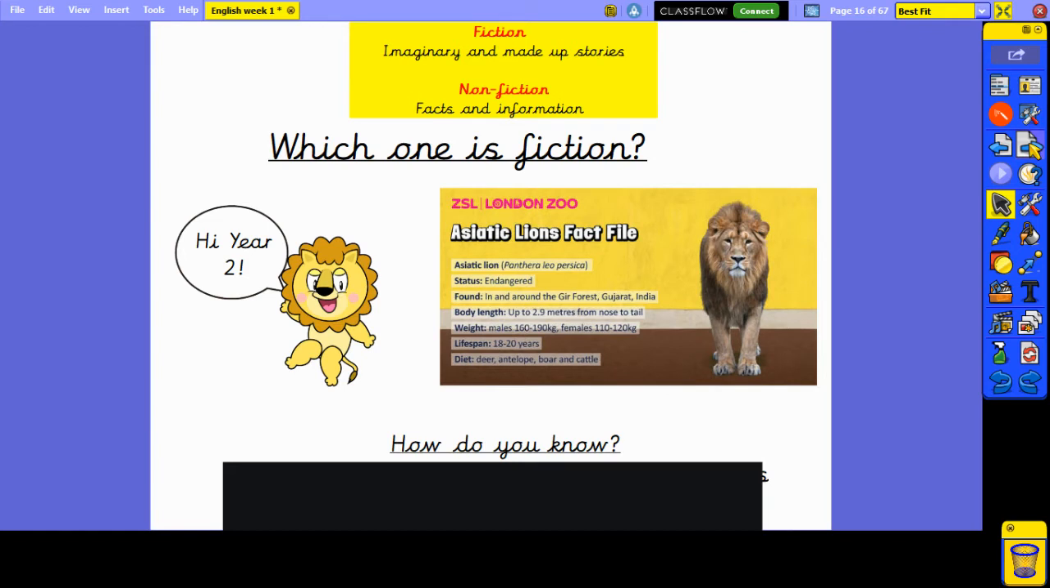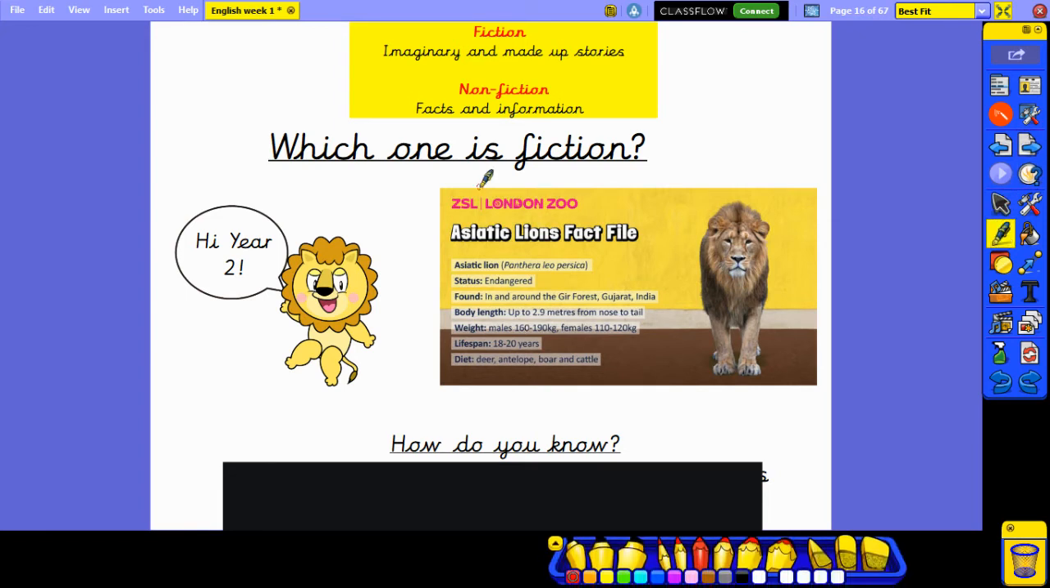Which one of these is fiction? And how do you know? Pause the video while you have a think. Which one of these is fiction and how do you know? Which one is fiction? Fiction is imaginary and made up. This is a lion saying hi year 2. I think this one must be imaginary. I've never met a lion saying hi year 2.